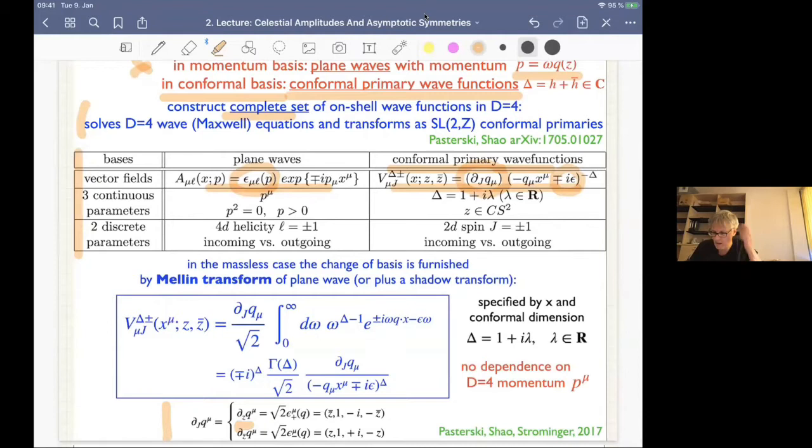And then from this completeness condition, we have these conformal dimensions delta, and they are constrained to be one plus i lambda. And then the four-dimensional helicity becomes a spin on the celestial sphere. So here is again what we are doing. We start with a plane wave, we do a Mellin transform with respect to the energy, and we get this vector, a conformal primary wave function here.